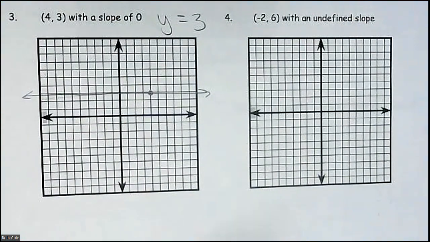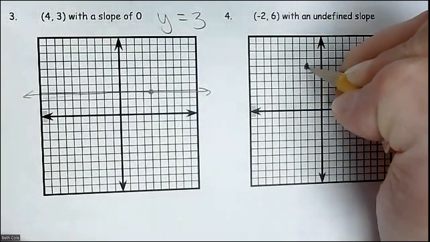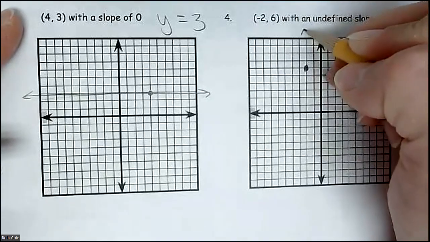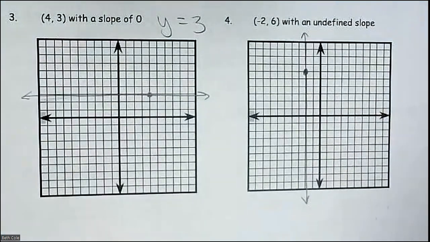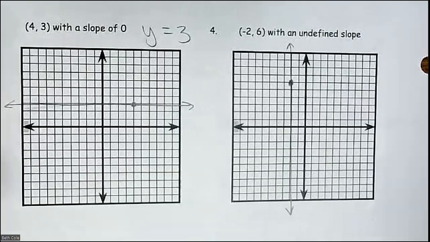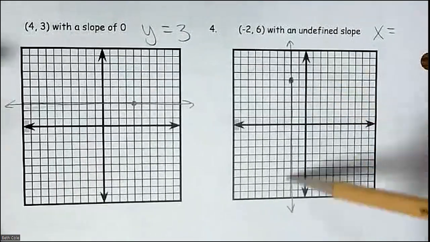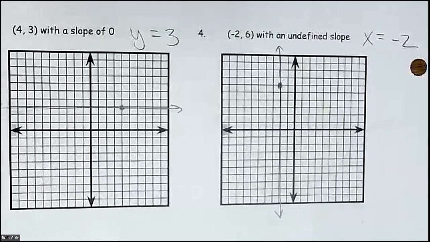And then one more. Starting point is -2, 6. Which quadrant is that going to be in? 2. Good. And it says undefined slope. So that's going to be a vertical line. Hey, can you draw a point at -2, 6 vertical line? Looks like you already did it. Good job. Now, would that be x equals or y equals? Good. It'll be x equals, and hey, everybody, it would be x equals what number? Like, where is the line? -2. Good.